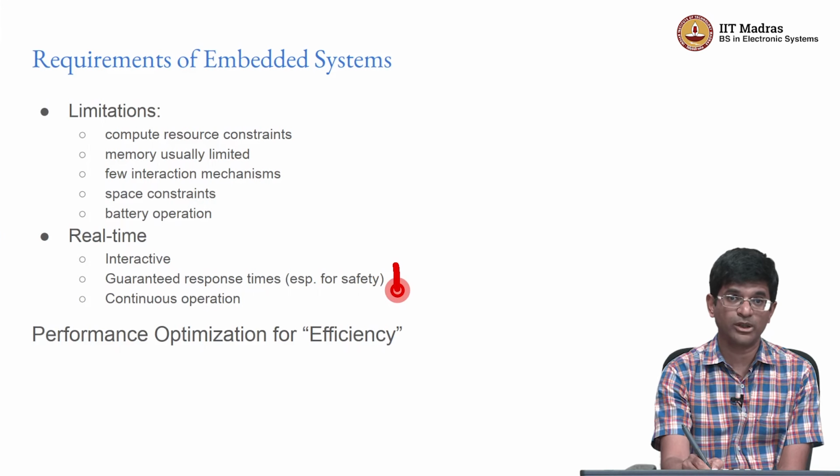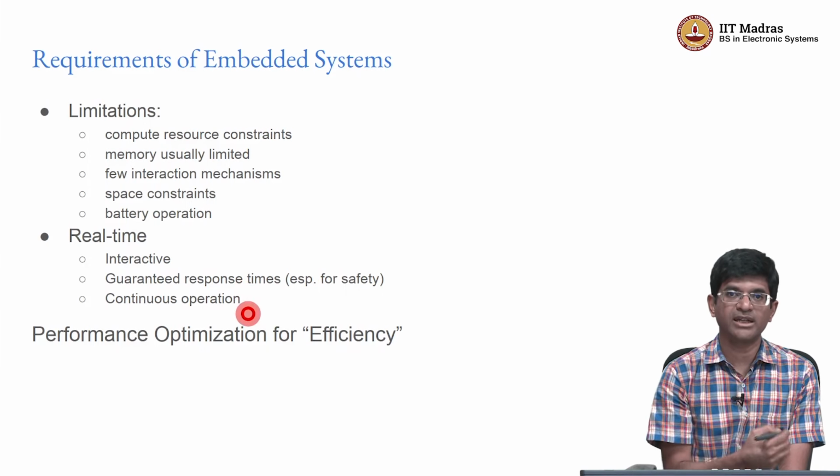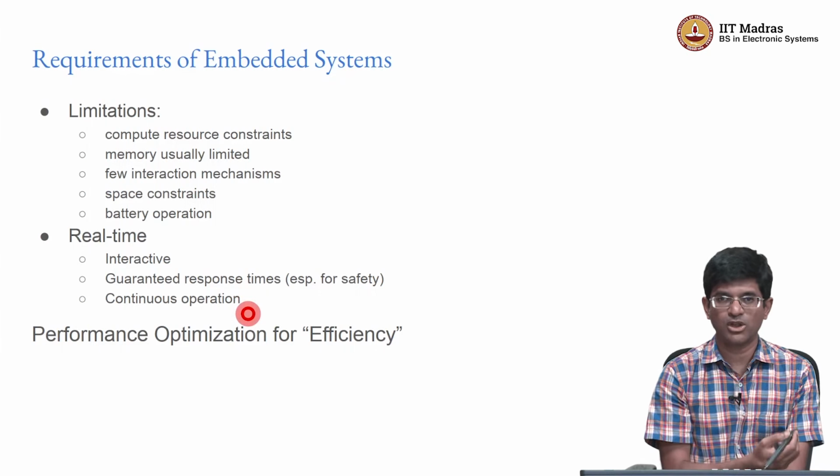This is especially important for safety critical systems, right. The anti-lock braking and airbags are the most common examples that usually come up. And of course, we also have the notion of continuous operation, that is, these are literally working 24/7, right. A watch is not expected to be switched off or shut down after a while, you just keep it permanently on.